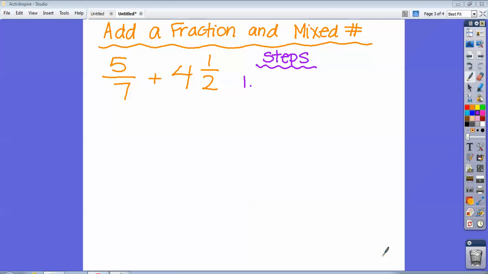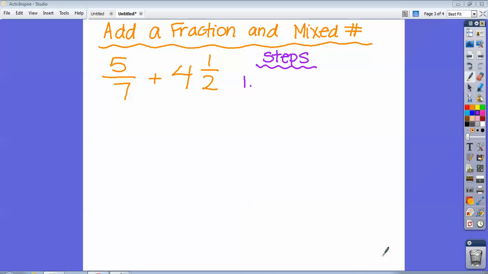Okay, today we're going to add fractions and mixed numbers. So yesterday we added just fractions. Now, you may have ended up with a sum that was greater than 1, so you had to simplify that improper fraction or fraction greater than 1 and turn it into a mixed number. But today we have whole numbers involved also, okay? So we're going to work through the problem 5/7 plus 4 1/2.